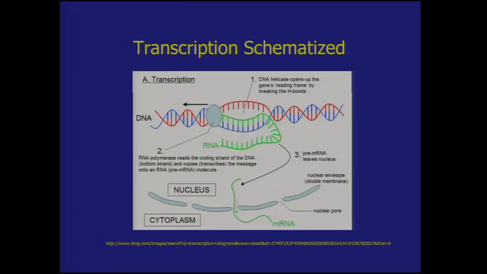So transcription schematized, you have two strands of DNA. One is the strand upon which the RNA is made in the transcription process. The other strand is complementary. So the strand up here, where each of these little ladder rungs corresponds to a nucleotide, is identical in sequence to the RNA.